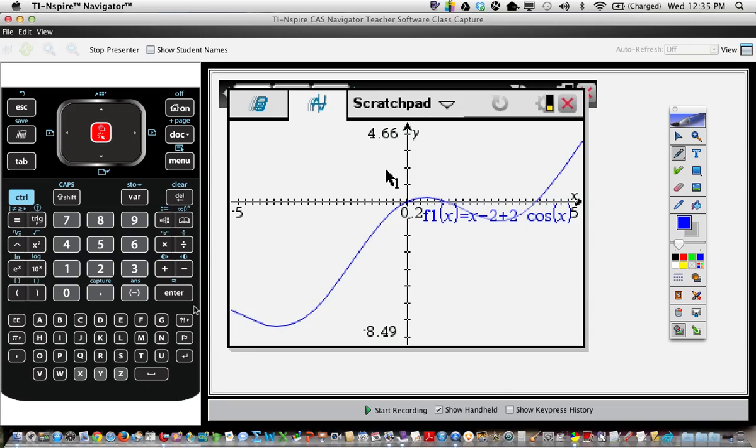Now, it doesn't work real well when you get one that's going up to infinity or something like that. Then you get too big a window and you can't really see. But a lot of the time, it's a pretty good idea. So put in your X min and max, and then do a zoom fit. It's a pretty cool thing.